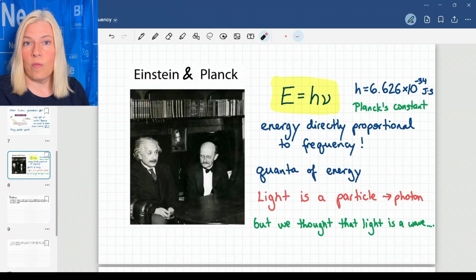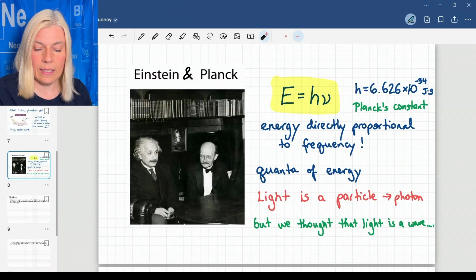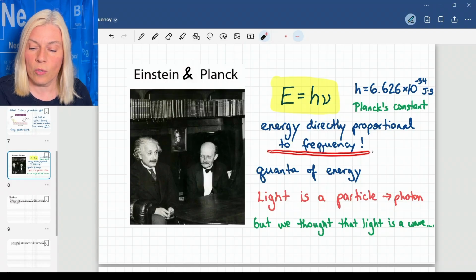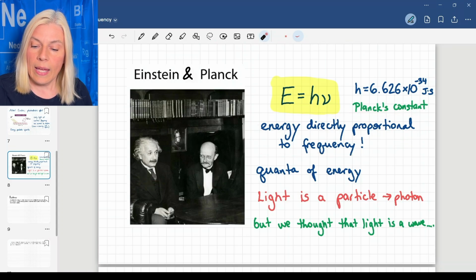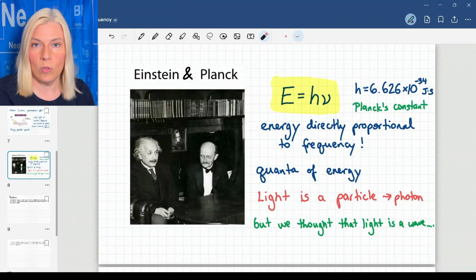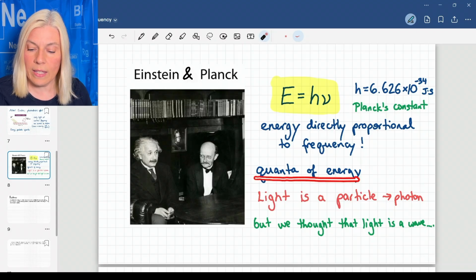He gets together with Max Planck. Here is our Albert Einstein and Max Planck, and they come up with this equation: energy is directly proportional to frequency. Here h is Planck's constant, a constant you either have to memorize or your teacher might give it to you on an equation sheet. So energy is directly proportional to frequency, and Albert Einstein recognized this as quanta of energy.